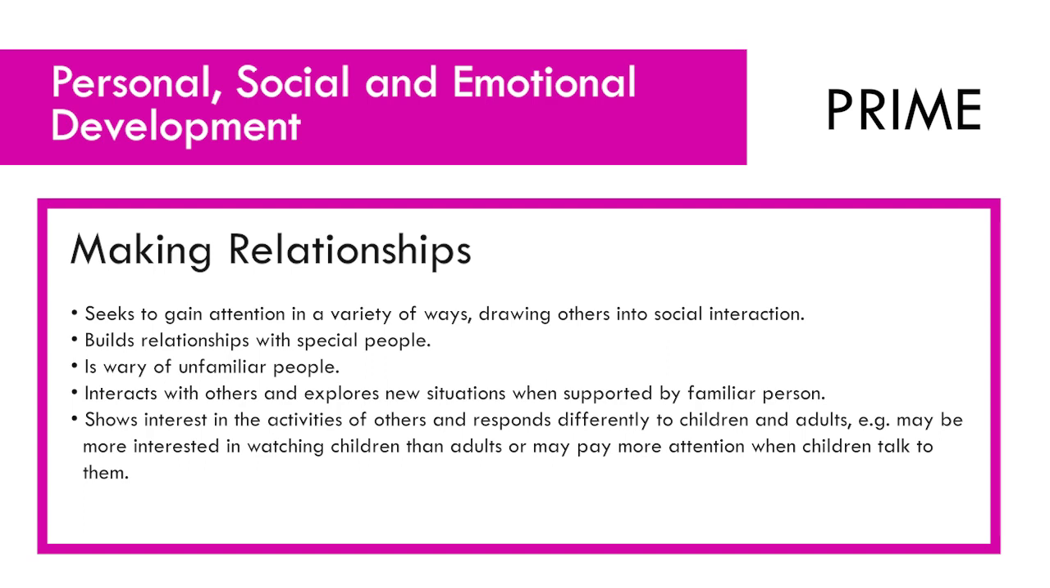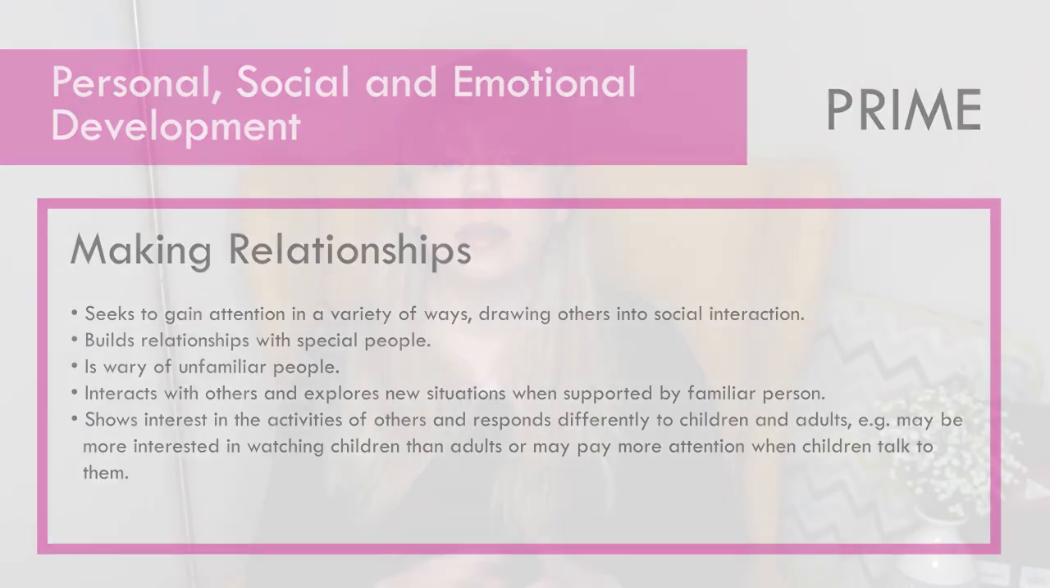For example, may be more interested in watching children than adults, or may pay more attention when children talk to them. Now it's important to remember that with all of these descriptors, the age band that I'm talking about is quite wide, so we wouldn't expect an 8-month-old child to be able to do the same things as a 20-month-old child. So it's more that children will be developing these skills during that time, rather than expecting to do them at any certain time during that 8 to 20-month period.